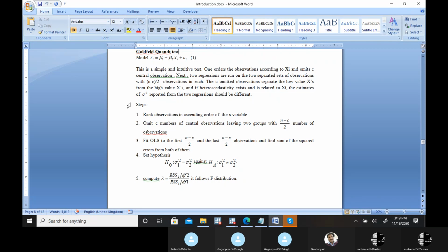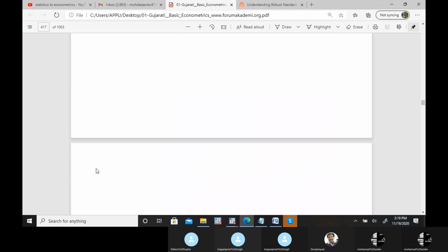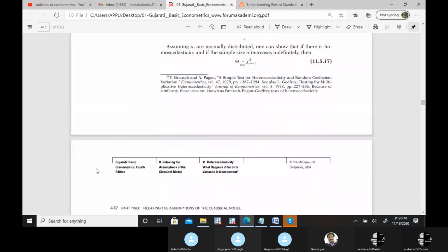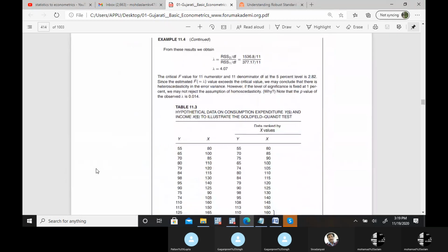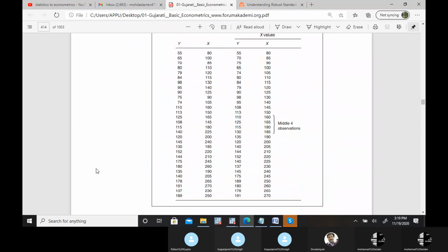Okay, so in this method, the Goldfeld-Quandt test, first you have to divide the data into two different parts. Just take this example from the textbook, and then I can tell you how you can do this with the Stata software. Let's suppose this is the data you have. First, you have to arrange your x variable in ascending order. Once you arrange x in ascending order, then you have to omit the central values.